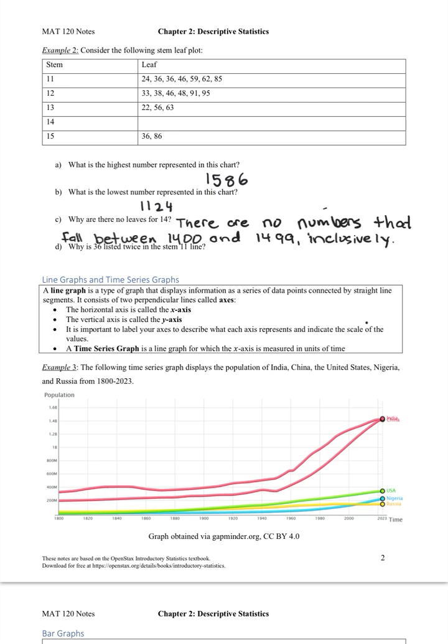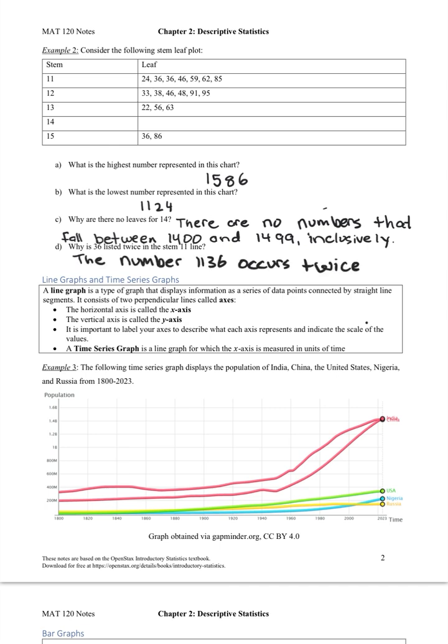Part D asks us, why is 36 listed twice in the stem 11 line? And this is where they're referring to here. And what that means is that the number 1,136 occurs twice in this set of data.